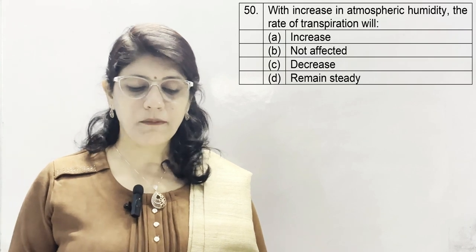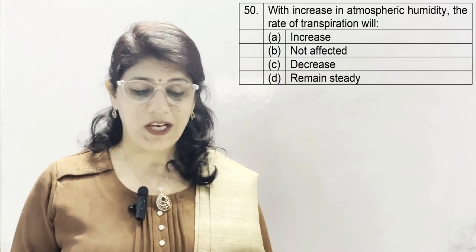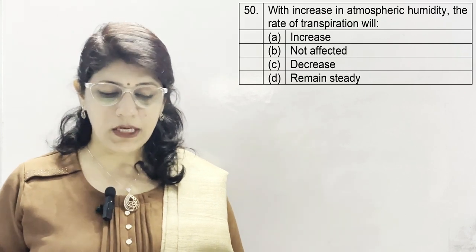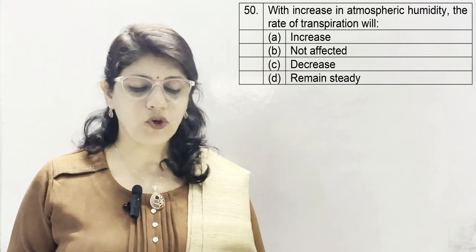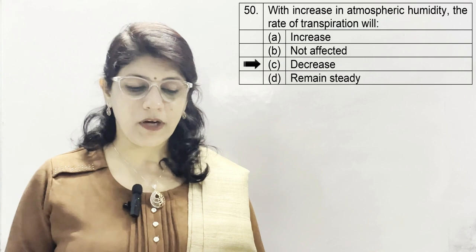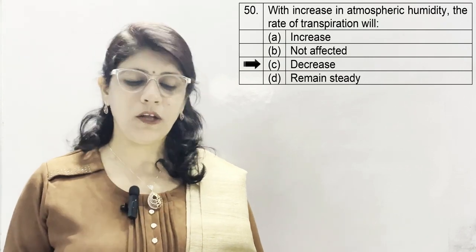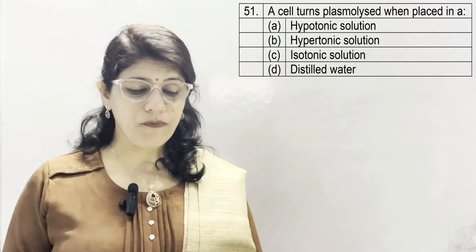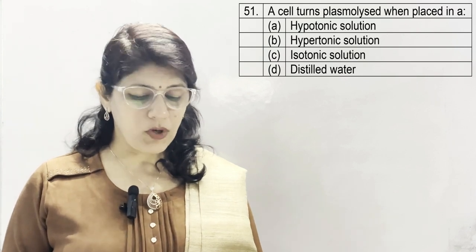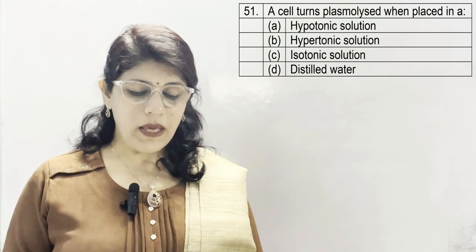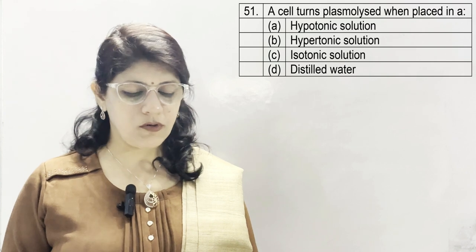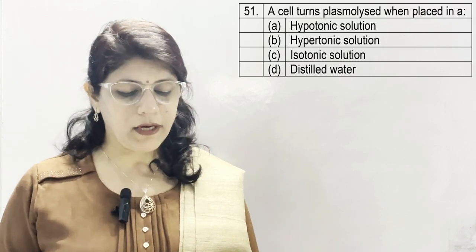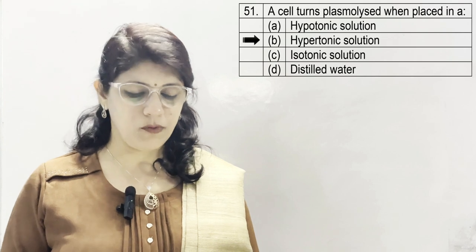In question number 50, with increase in atmospheric humidity, the rate of transpiration will A option increase, B not affected, C decrease, and D remain steady, and correct option is C, because rate of transpiration decreases with increase in humidity. In question number 51, a cell turns plasmolysed when placed in A option hypotonic solution, B hypertonic solution, C isotonic solution, and D distilled water, and the correct option is hypertonic solution.